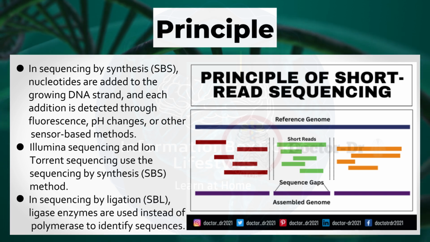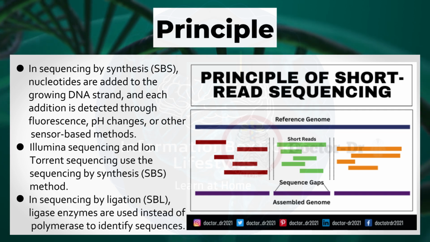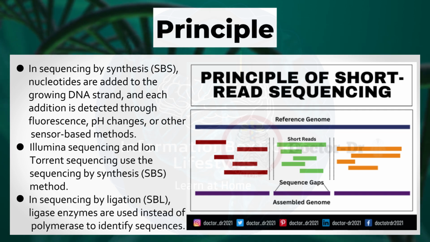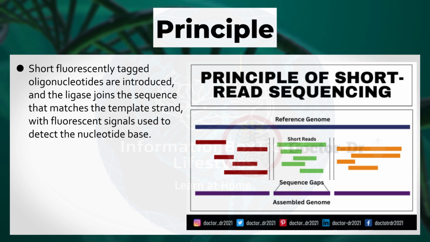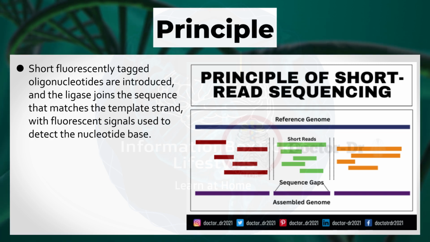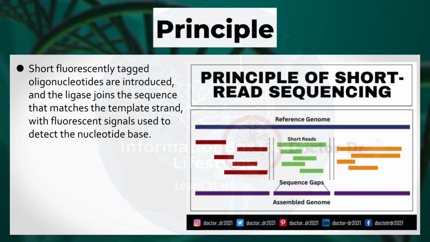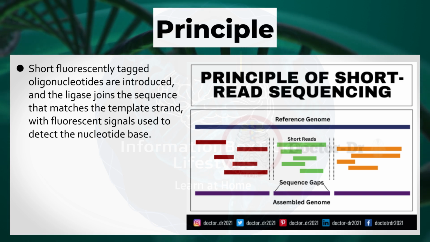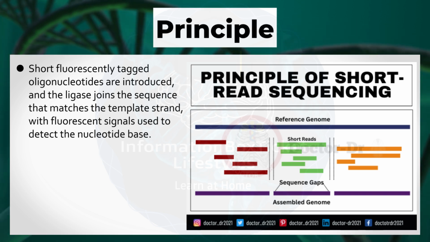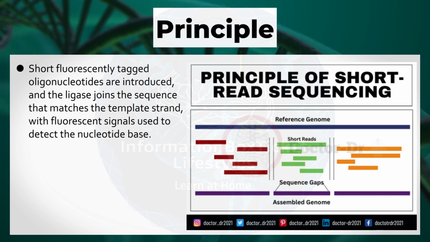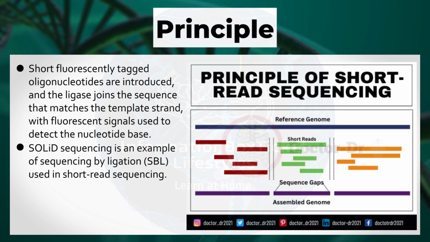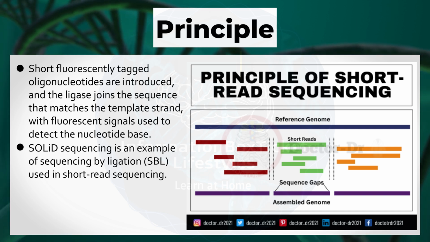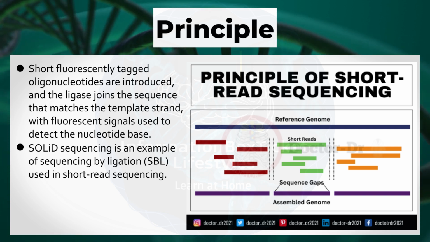In sequencing by ligation, ligase enzymes are used instead of polymerase to identify sequences. Short fluorescently tagged oligonucleotides are introduced, and the ligase joins the sequence that matches the template strand, with fluorescent signals used to detect the nucleotide base. SOLiD sequencing is an example of sequencing by ligation used in short-read sequencing.